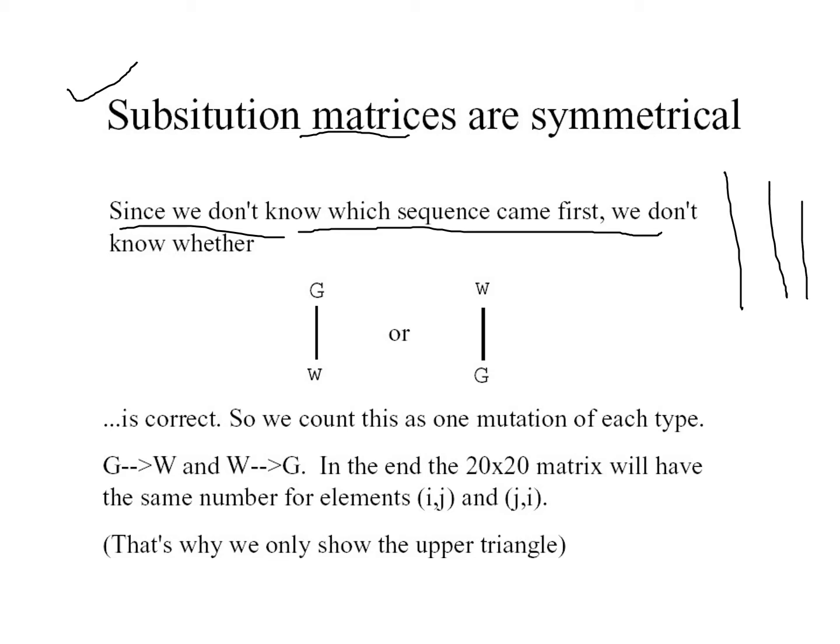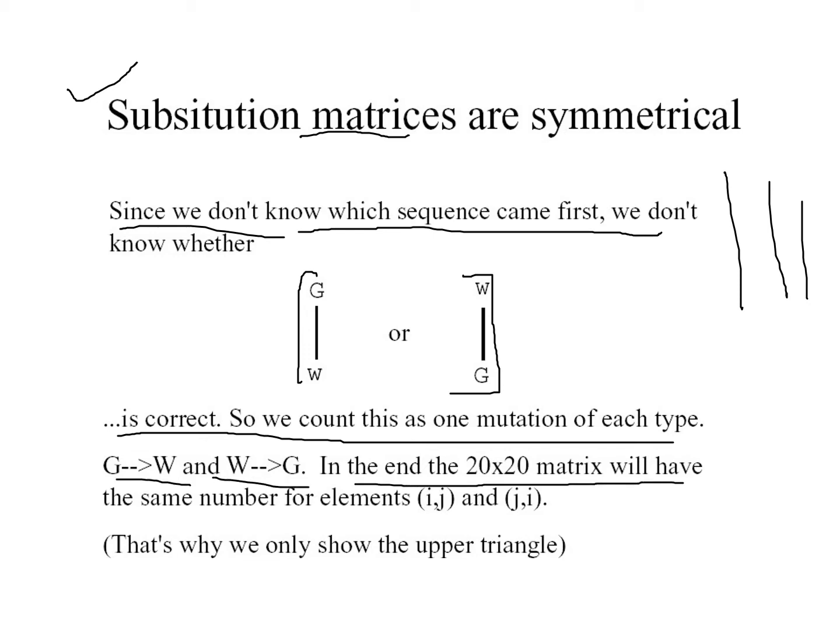Okay, so we count this as one mutation of each type. All right, so in this case, G to W and W to G, in the end, in a 20 by 20 matrix will have the same number of elements ij and ji. Definitely will have the same number of elements because the number of mutations are the same, and that is why we only show the upper triangle.